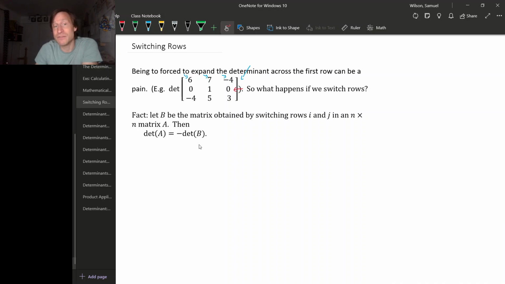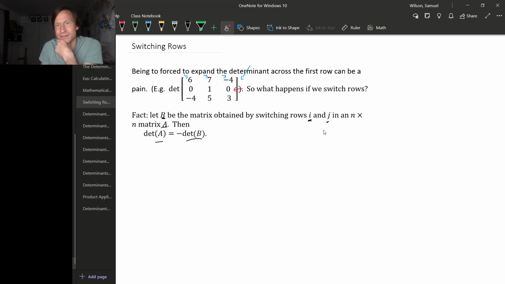It turns out that if you take a matrix A and you switch 2 rows to make a new matrix B, then the determinants of those 2 matrices aren't quite equal, but they're negatives of each other. Proving this is actually a little bit technical, so do your best to stick with me. To start out with, this result is true for switching any rows, say row I and row J, but it's actually enough to show that it's true for adjacent rows.